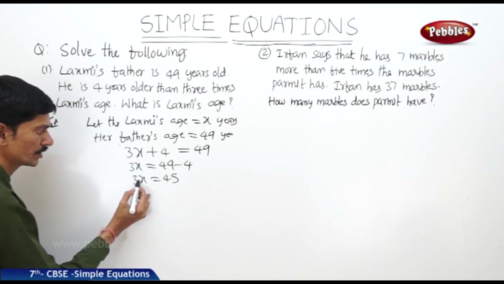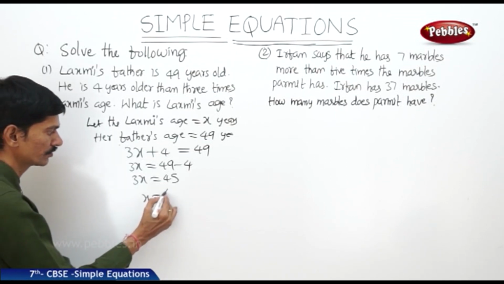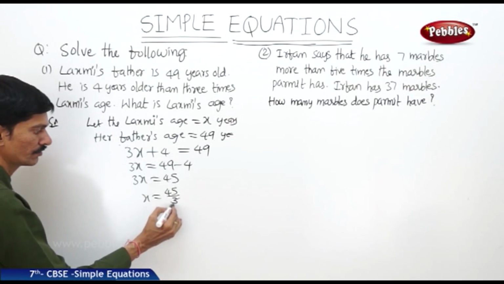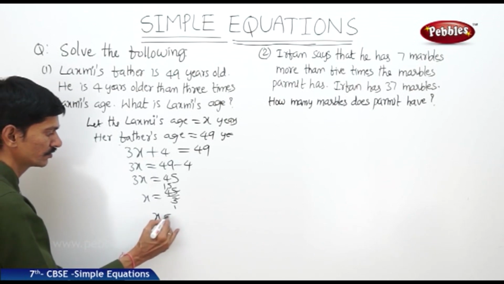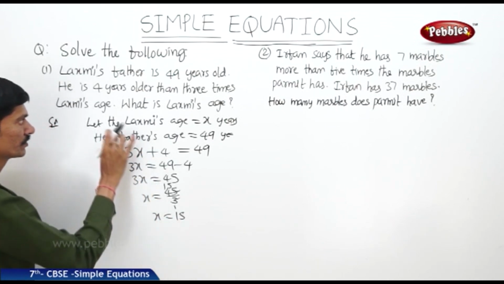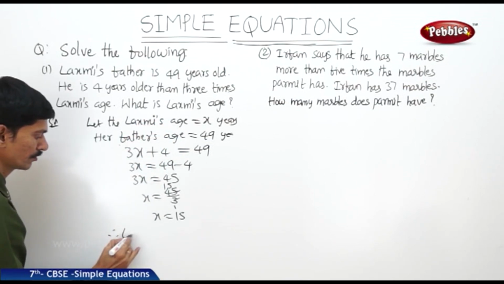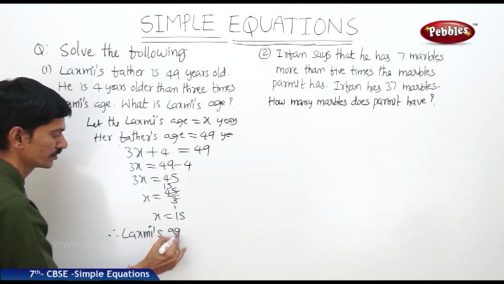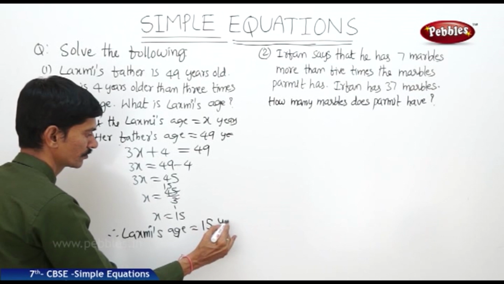Now by transposing 3 to the RHS, we get divided by 3. So then x equals 45 divided by 3. Then we get 3 1s are 3, 3 5s are 15. X equals 15. Here x means Lakshmi's age. So therefore Lakshmi's age equals 15 years.